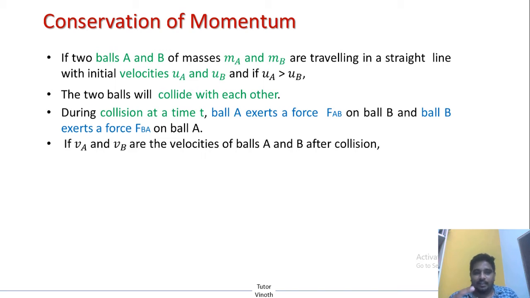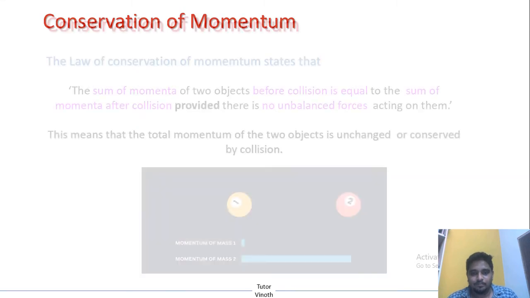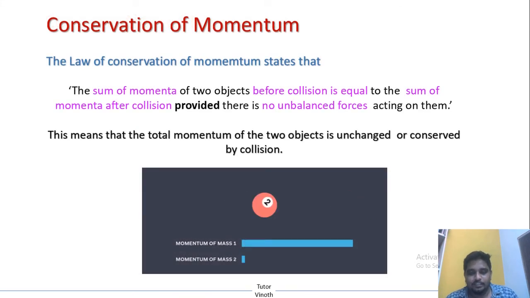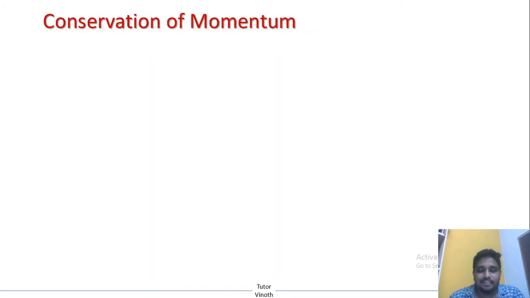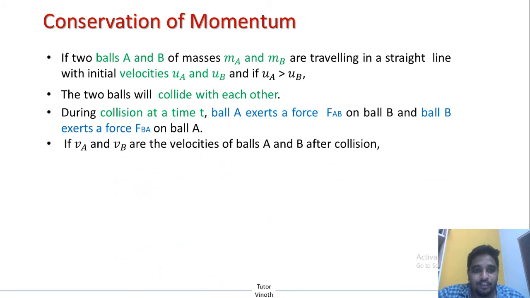During the collision, at time t, ball A exerts a force on ball B. Ball A is coming and exerts a force on ball B, correct. Then ball B exerts a force on A. These are the final velocities, va and vb, of the balls after the collision. What will happen after that?